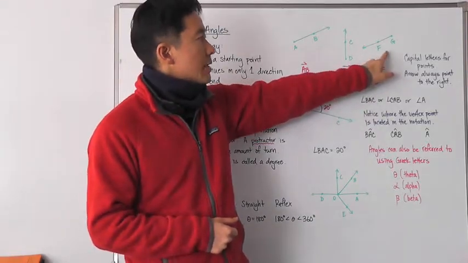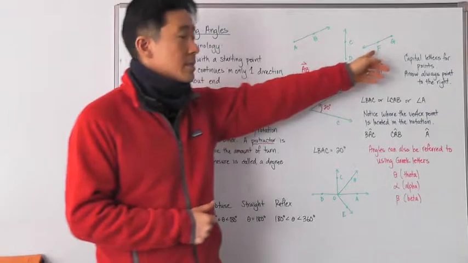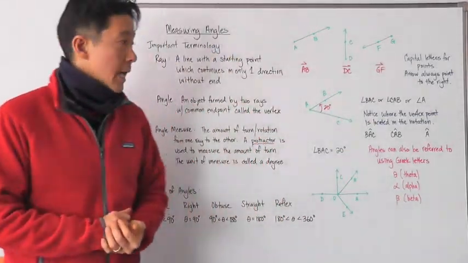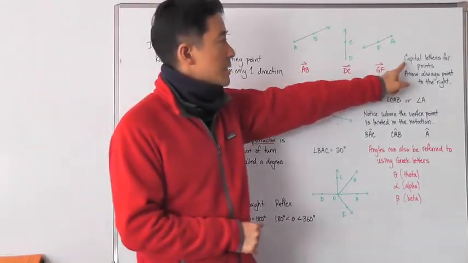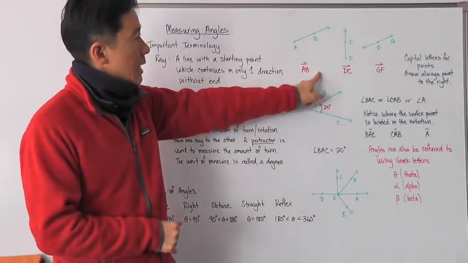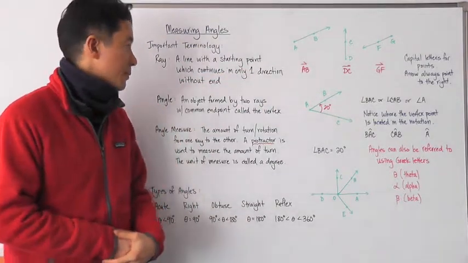Now some people might want to write F as the starting point and then it goes through G, but that's not true because otherwise it would go in the other direction and the starting point would be different. So it's very important that you keep these things in mind when we're writing and using the notation to talk about a specific ray.